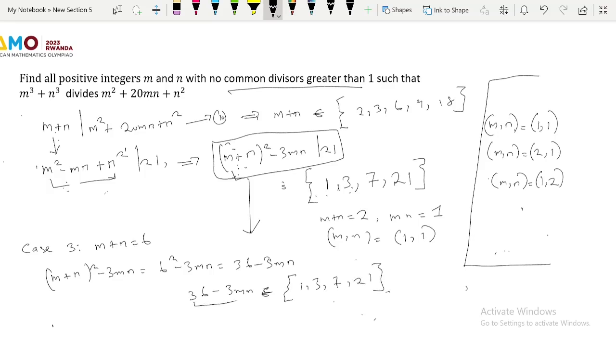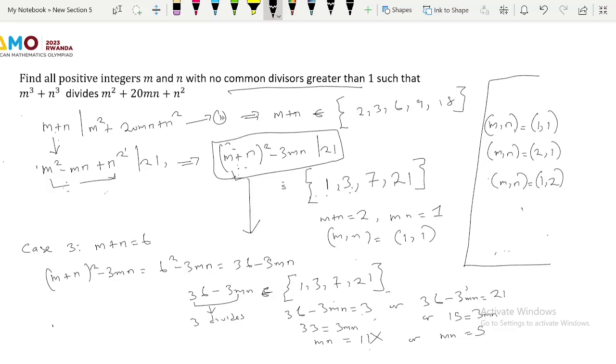And we can see that 3 divides this. So whatever this is going to be has to be a multiple of 3. So with that, we can easily see that it's either equal to this or equal to this. So if we check, this is 33 or 15. So we have mn being 11 or mn being 5. For two positive integers, 11 is only 11 and 1, and 11 plus 1 is not 6. So there are no solutions for this case.